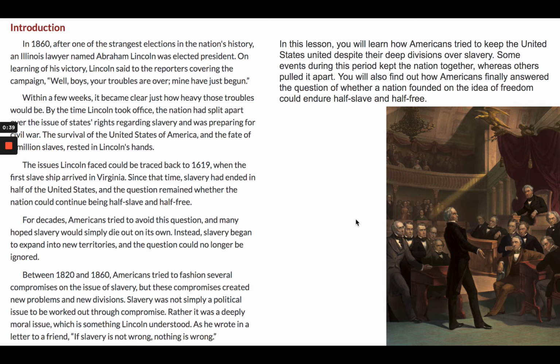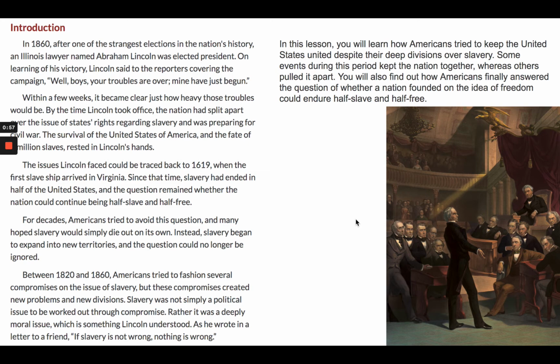So we're going to see what happens in the 1800s that is going to lead to this war happening in 1860 between the United States and the United States, the North versus the South. All right, here we go.